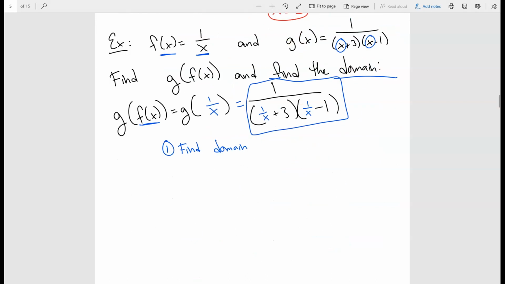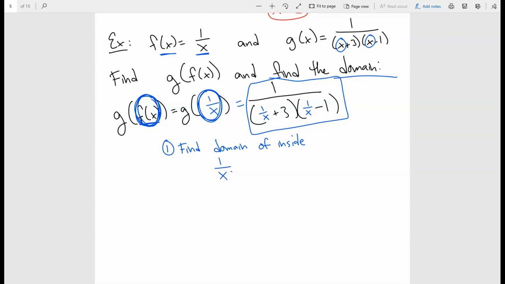So the inside function in this case was f. This was the thing that we plugged in. So we find the domain of the inside, which in this case is 1 over x. What is the domain of 1 over x? Remember that the denominator cannot be equal to 0. So for this one, it's everything except 0. That is the domain of the inside function. Now we have to figure out the domain of the overall function.